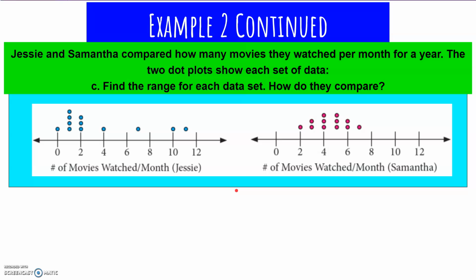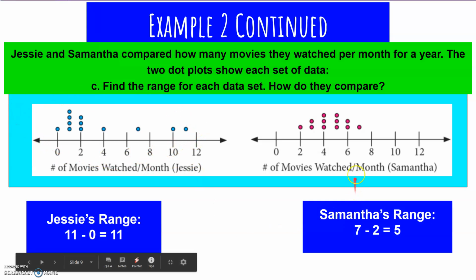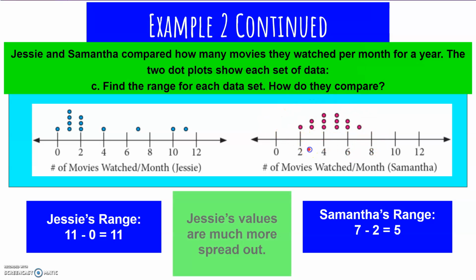Let's find the range of each data set. Range, take the maximum, subtract the minimum. In Jesse's case, 11 minus 0 is 11, so he has a range of 11. Whereas Samantha, highest is 7, lowest is 2, 7 minus 2 is 5. Her range is 5, and we find this from what we can see in the graph. Jesse's values are much more spread out. Samantha's are much more condensed.